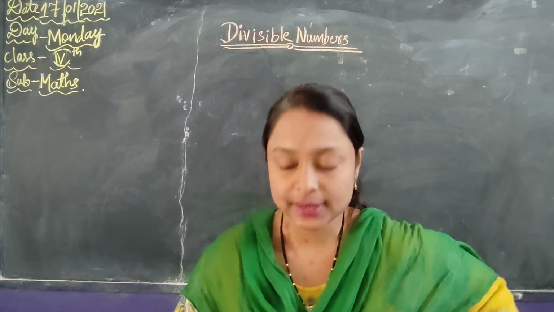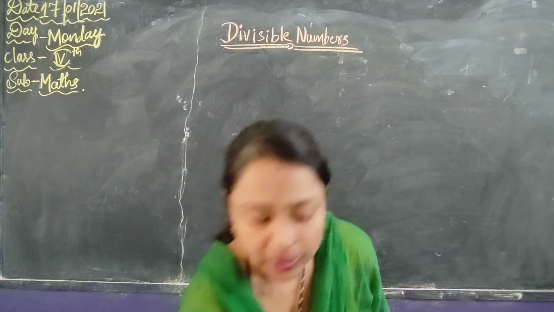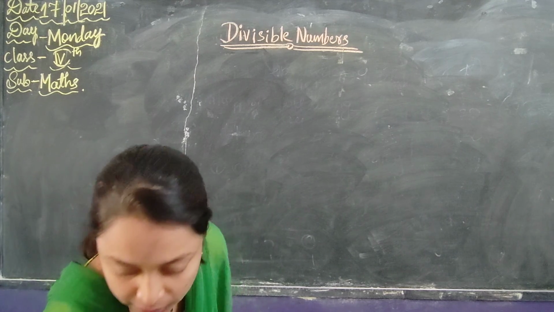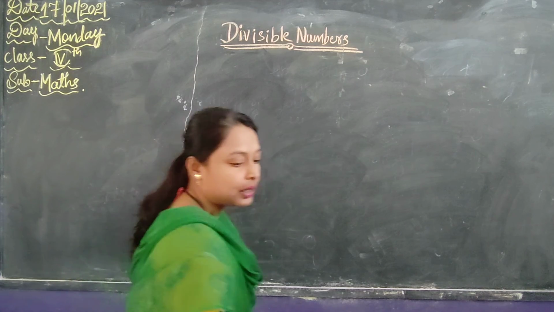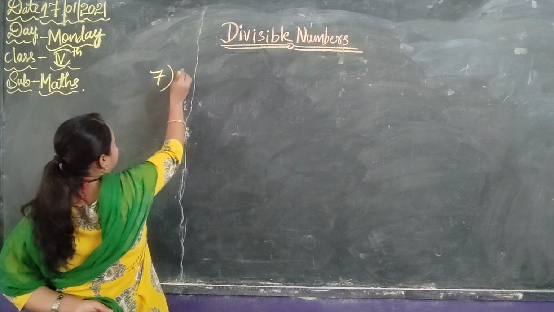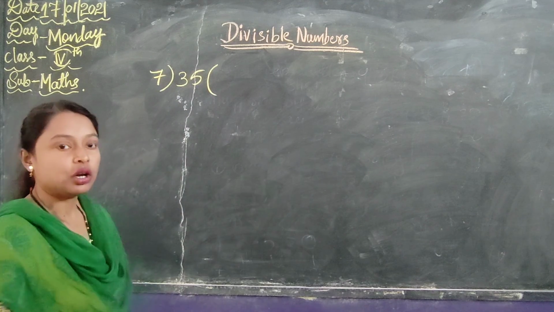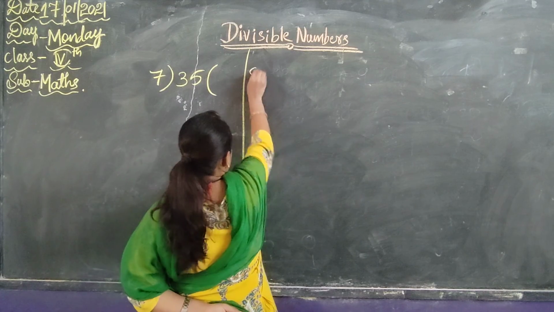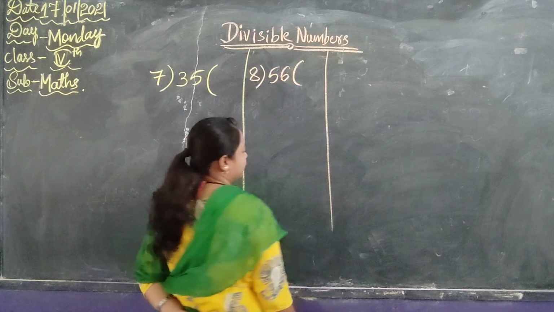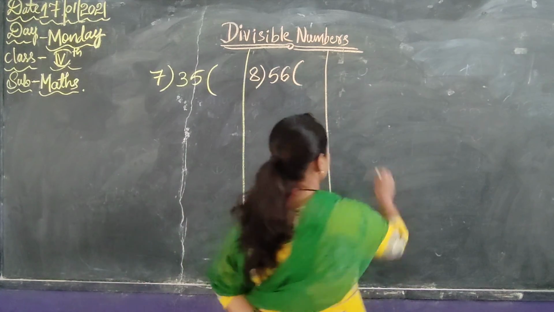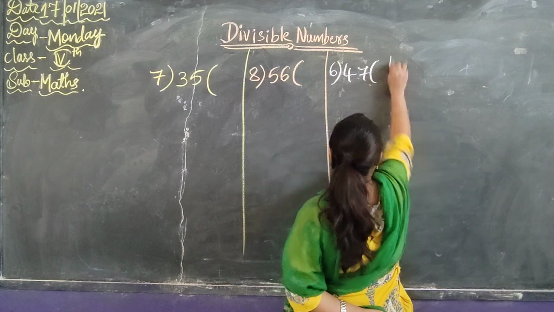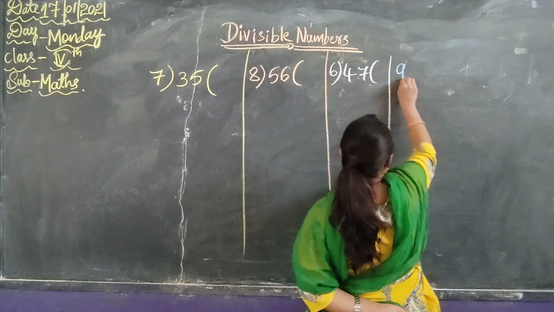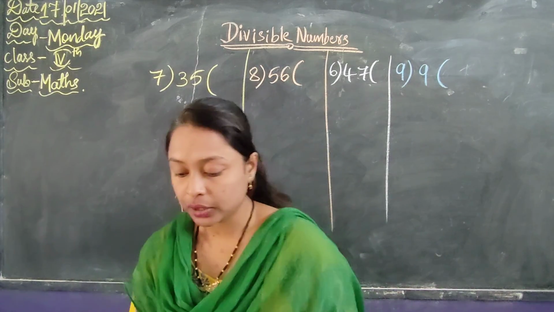I am going to take some examples here so that you can understand. First I will take 35 divided by 7, so 7 by 35. Another I will take, 8 by 56. Next another one, 6 by 47. And then another one, 9 by 9. Yes, so here we have to divide these numbers now.